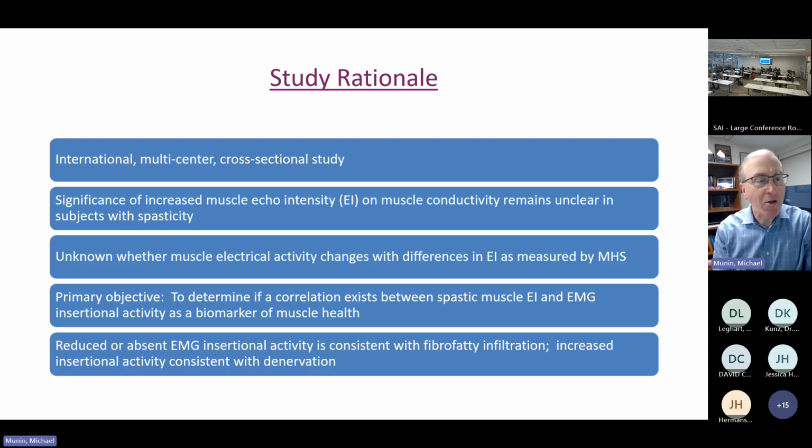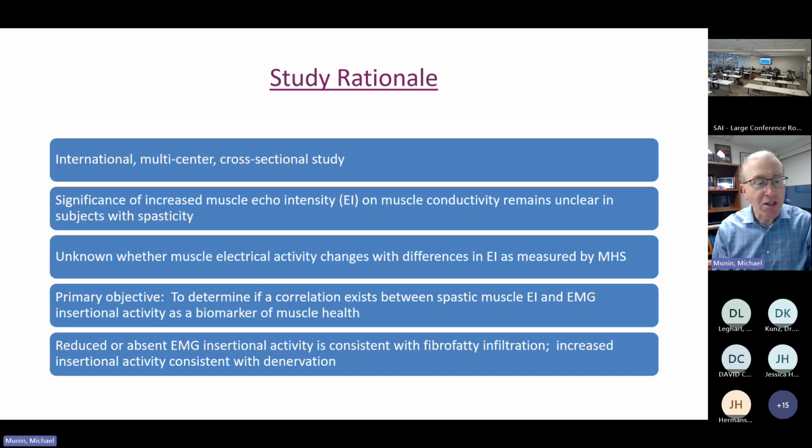So the rationale is as follows. We wanted to know what was the significance of increased muscle echo intensity on muscle conductivity, because it's really unclear up till now in patients with spasticity. It is unknown whether the muscle electrical activity changes with differences in echo intensity as measured by the MHS, is my abbreviation for the modified Heckman scale.